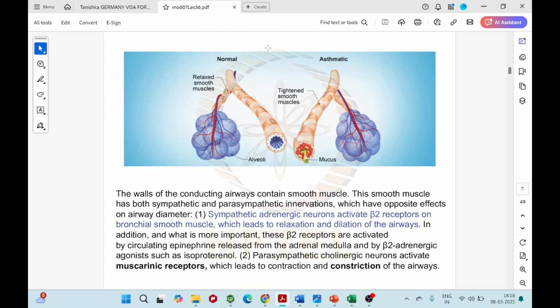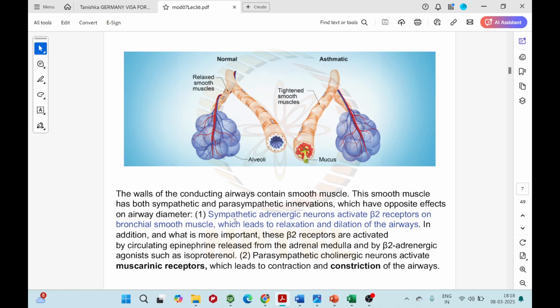Okay, so in the normal patient, these are generally relaxed smooth muscles. However, in asthmatic patients, these smooth muscles have become very tightened. The walls of conducting airways contain smooth muscles, and these smooth muscles have both sympathetic and parasympathetic innervation. When we were studying our muscle cells, we read about these kinds of sympathetic and parasympathetic responses, which have opposite effects on the airway diameter.